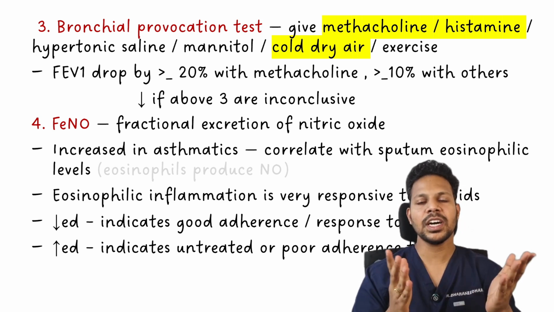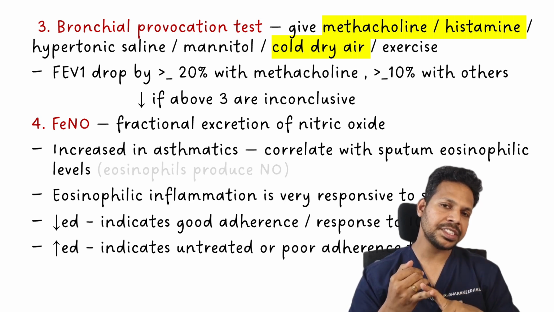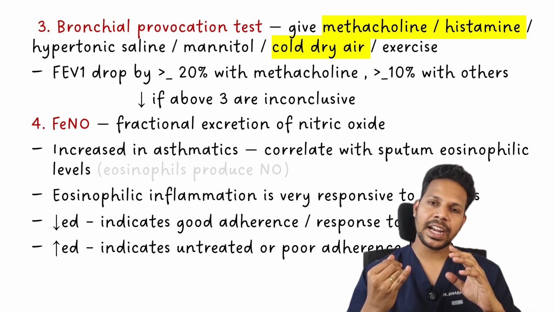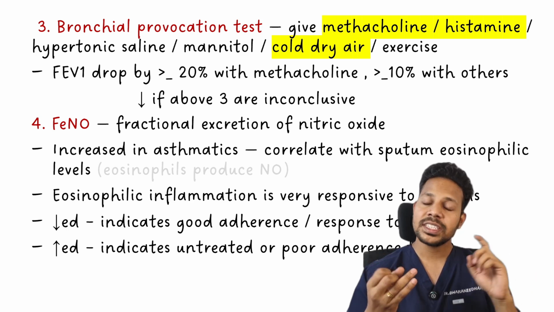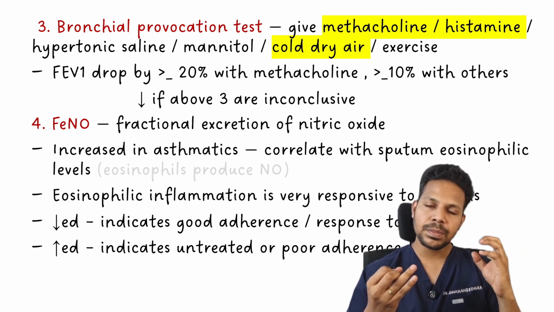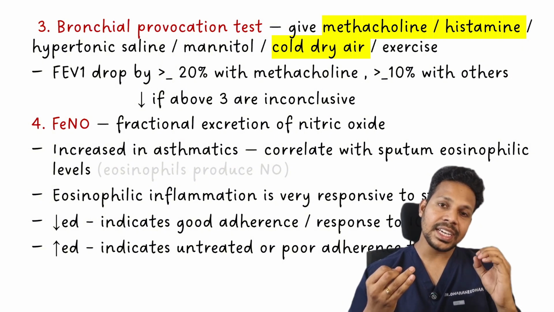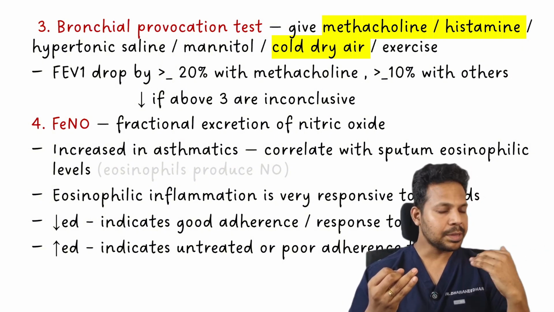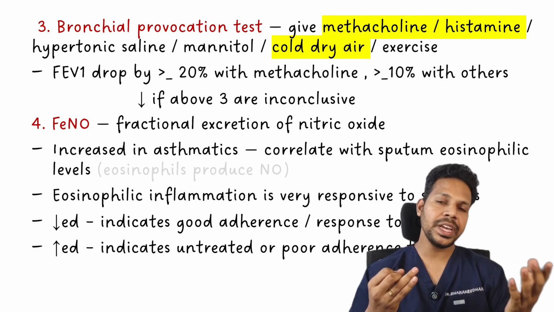So what have we done till now? We have done a pulmonary function test. By looking at that, we have identified whether there is airflow limitation or not. The second step would be to look at the airway responsiveness to bronchodilator. If the bronchodilator increases the FEV1, then it means that there is some response. It could be a reversibility.